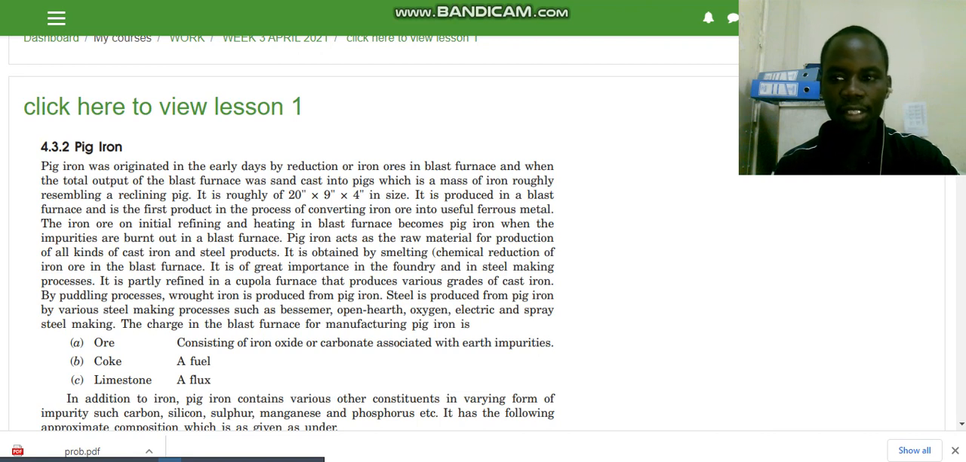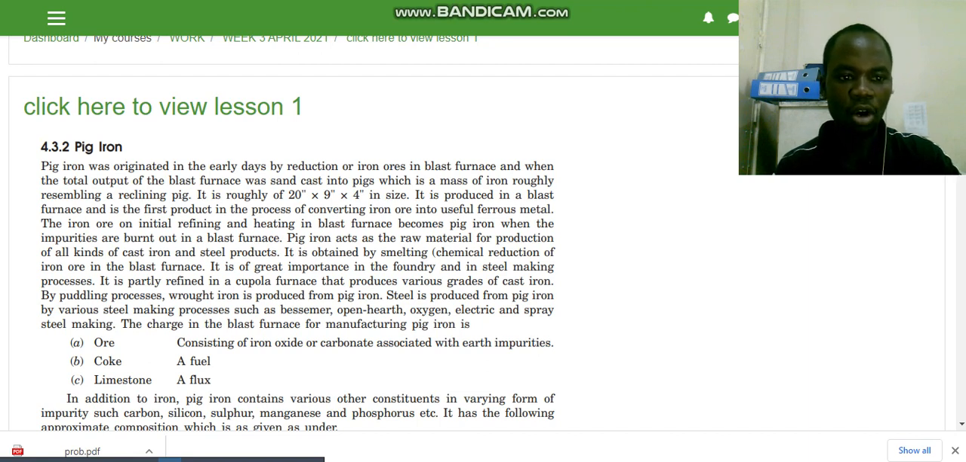So once that extraction is done, it is placed in a furnace. Then through the reduction process, the ore is melted or remelted into what is called pig. So a pig is an iron that is melted, and it has a dimension of 20 inch to 9 inch by 4 inch in size. It is produced in a blast furnace and is the first product in the process of converting iron ore into useful ferrous metals.